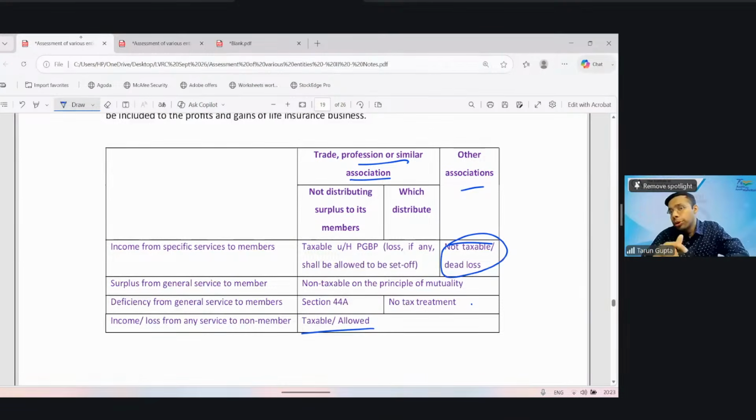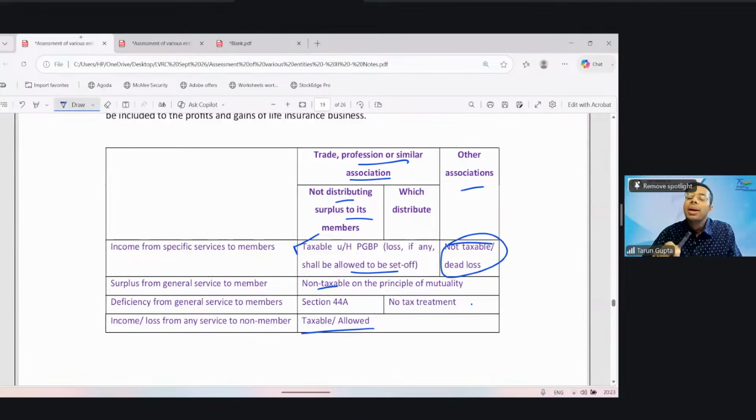For trade or professional association, dealing with the members, specified services: if there's an income, it is taxable under PGBP, and if there's a loss, set off is allowed. It's a normal loss under PGBP. For other services, so this was about specific services to the members. Other general service to the members, surplus is not taxable. But if there's a deficiency, then section 44A applies if the association is not distributing surplus to its members.